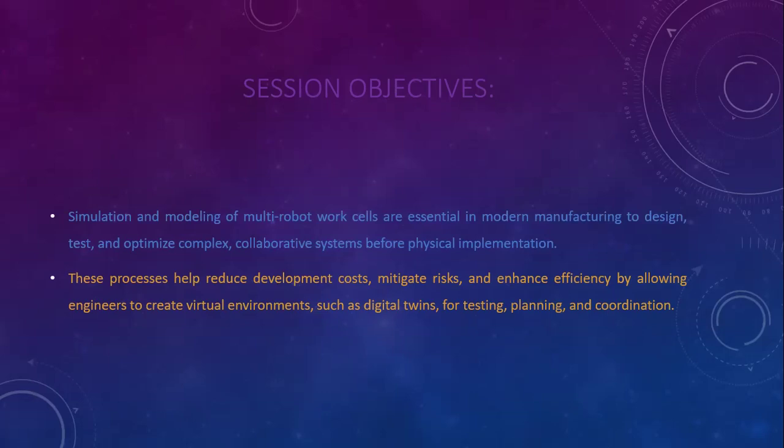Now let us get into the session objectives. The main purpose of using simulation and modeling practice inside the production shop floor is to avoid costly mistakes by human manpower, and next, optimizing the complex behavior of the mechanical system and advancing the manufacturing process with the help of automation tasks.